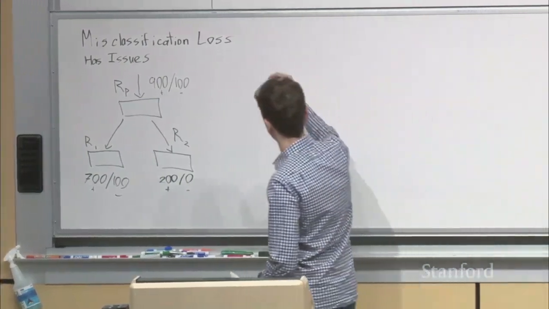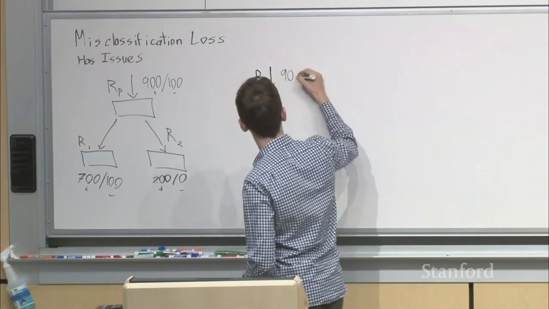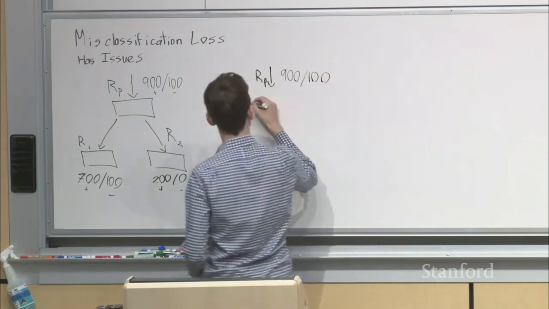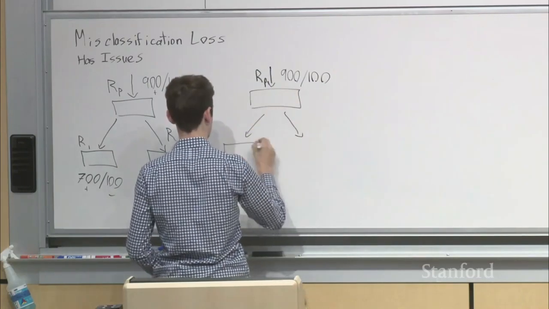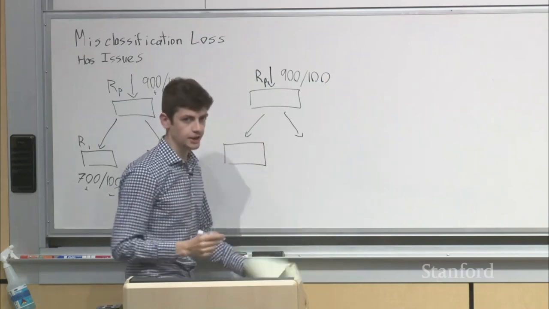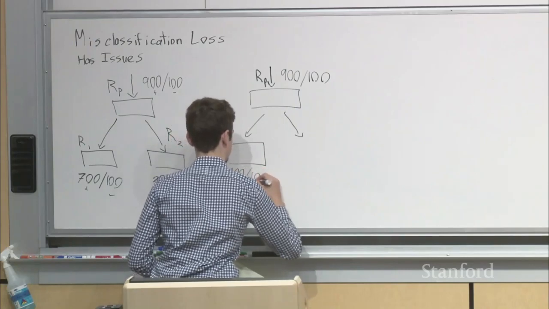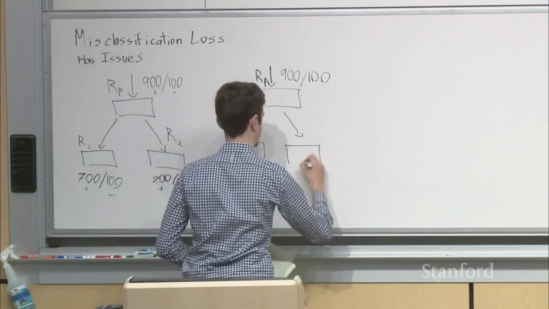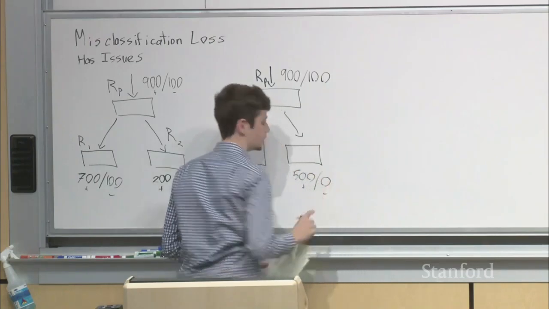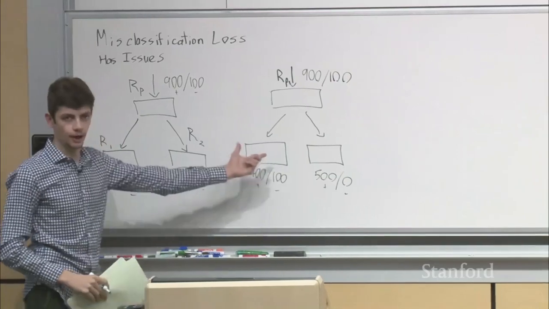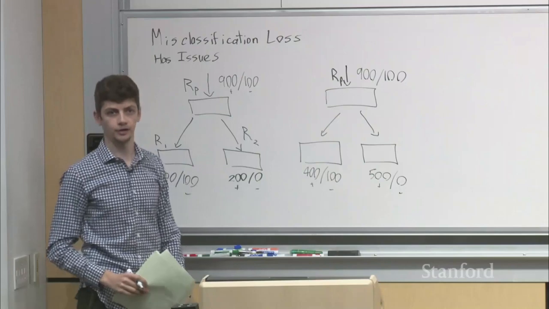But what you can see is that if you just drew the same thing again, RP with 900, 100, and split. And say in this case, instead, you got 400 positives over here, 100 negatives, and 500 positives and 0 negatives. So most people would argue that this right decision boundary is better than the left one because you're basically isolating out even more positives in this case.